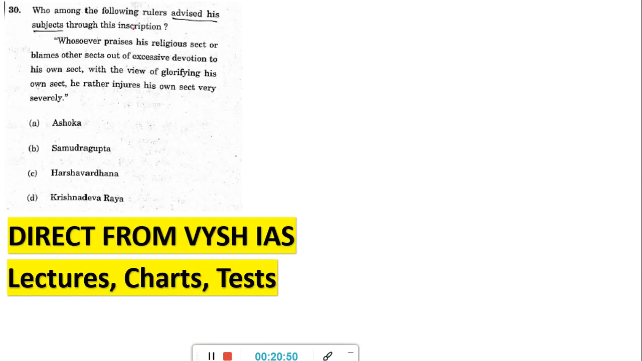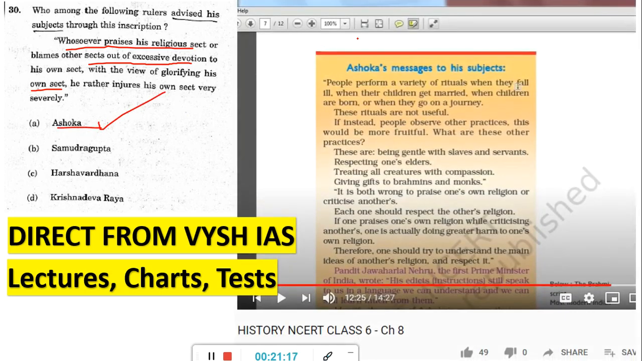Last question: who among the following rulers advised his subjects through this inscription? So this was a very easy, direct question. Whoever praises his own religion or blames other sects out of excessive devotion to his own sect, with the view of glorifying his own sect, he rather injures his own sect very severely. Meaning there are people who will say my religion is the best, my God is the best. If you say that kind of thing, you are actually not harming others, you are harming yourself and your own religion. Okay, this was told by Ashoka, and this is there in the front and back of all NCERT textbooks.